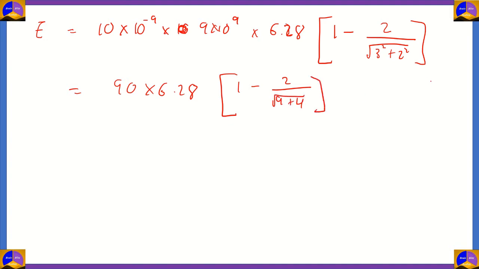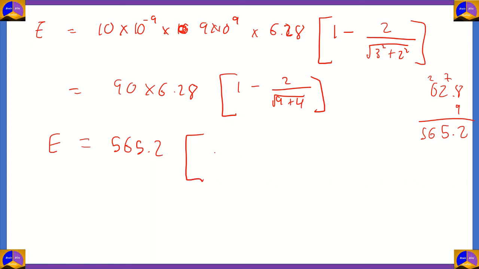Now you need to multiply 6.28 with 90. So you can basically do 62.8 times 9. 9 times 8 is 72. 2 times 9 is 18. 18 plus 7 is 25. 9, 6 are 54. 54 plus 2 is 56. So the electric field is equal to 565.2. And then inside the bracket, it is 1 minus 2 divided by under root of 13.